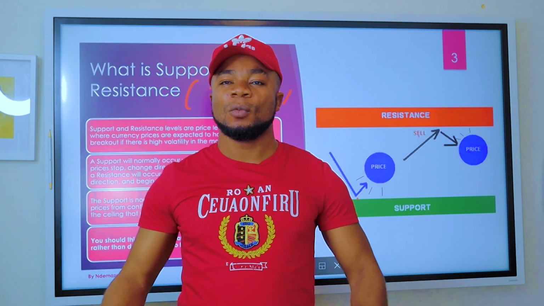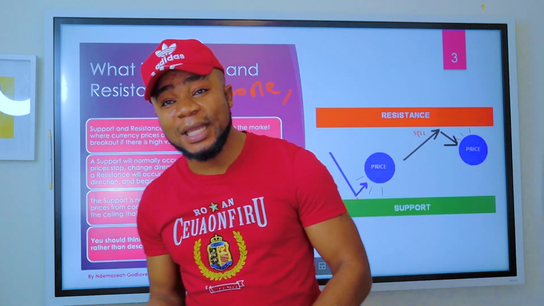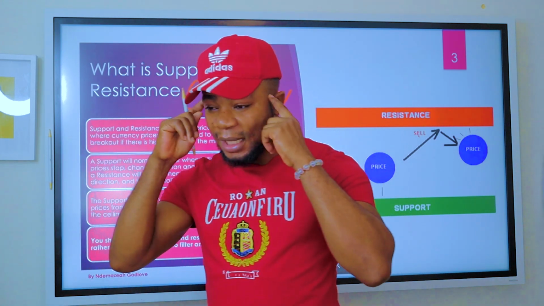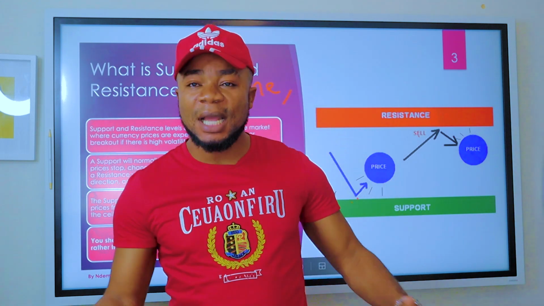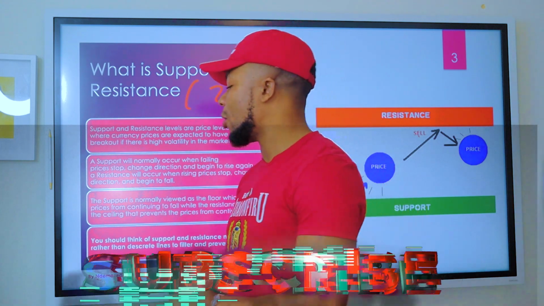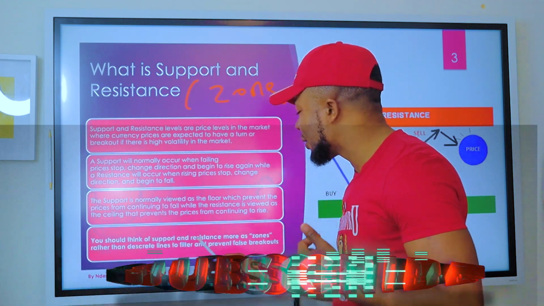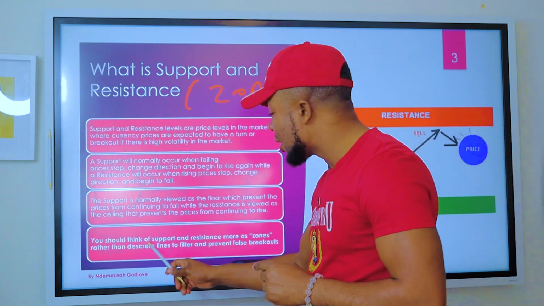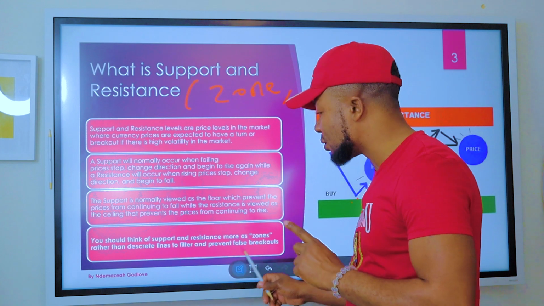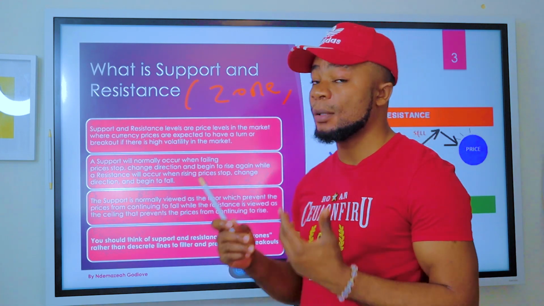As simple as that. When you use these simple dynamics, you'll be able to understand support and resistance. No matter any other chart you see, that idea in your mind of the floor and the ceiling will always enable you to draw any support and resistance in any asset or in any currency pair. So you should think of support and resistance more as zones rather than discrete lines, to filter and prevent false breakouts.